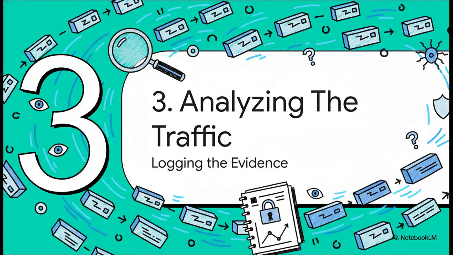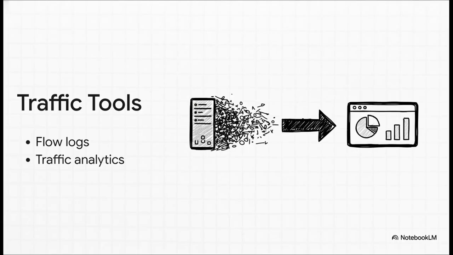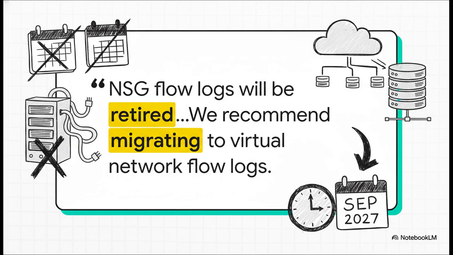All right, part 3, analyzing the traffic. A detective is only as good as their evidence, right? To get the full picture, you have to analyze the actual traffic flowing through your network. That's how you spot patterns, threats, and weird anomalies. The two key tools for this job are flow logs, which capture all the raw data about your IP traffic, and then traffic analytics, which takes all that raw data and turns it into something you can actually understand and use.